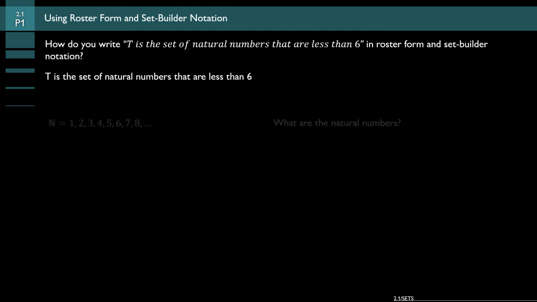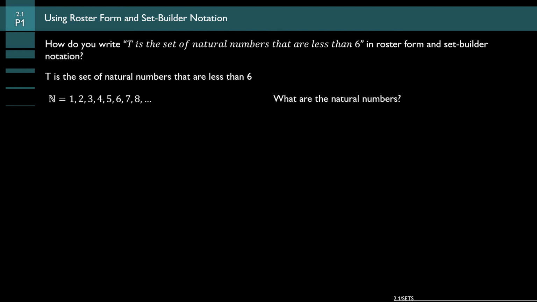What are the natural numbers again? Natural numbers are all of the positives that are not decimals, that are not fractions. So 1, 2, 3, 4, 5, 6, 7, 8. Which of those natural numbers are less than 6? Now, it's important here. Less than, not less than or equal to. So we need everything that's less than 6. So that's 1, 2, 3, 4, and 5.